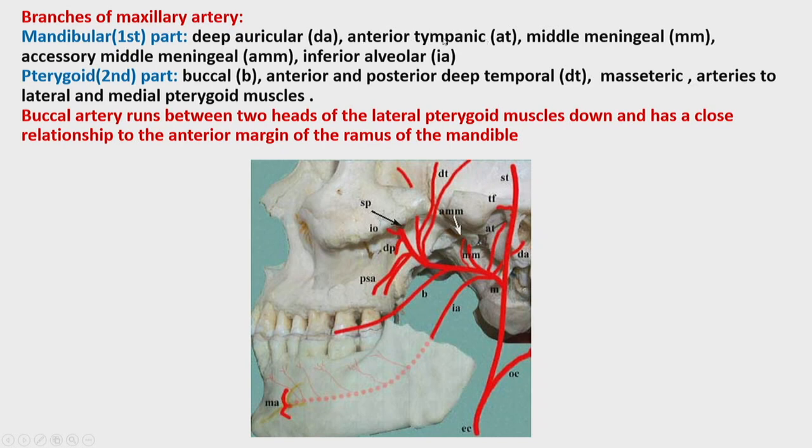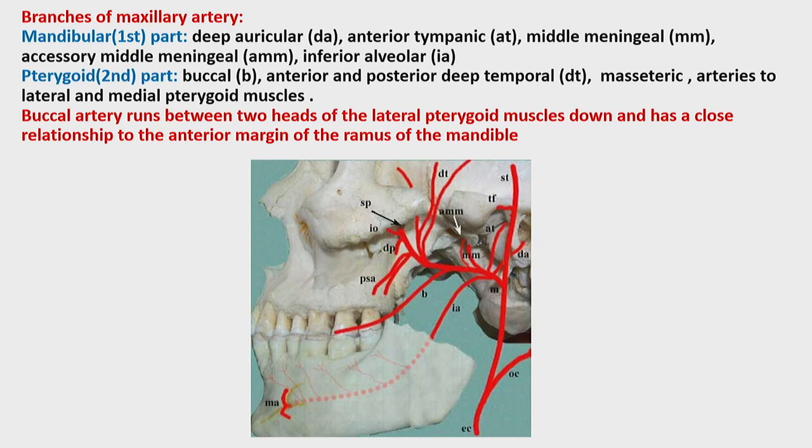Anterior tympanic, petrotympanic fissure, middle meningeal, spinosum, accessory meningeal, foramen ovale, inferior alveolar, mandibular foramen. The pterygoid part is between the medial and lateral pterygoid muscle. To remember, it's supplying mainly the masticatory muscles.